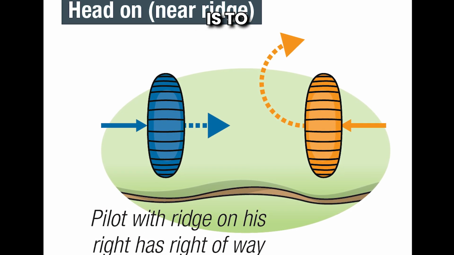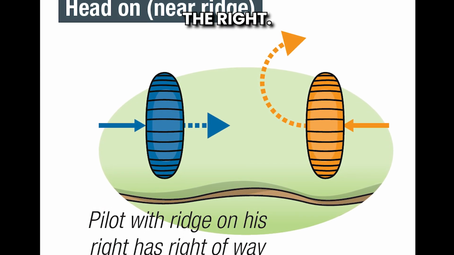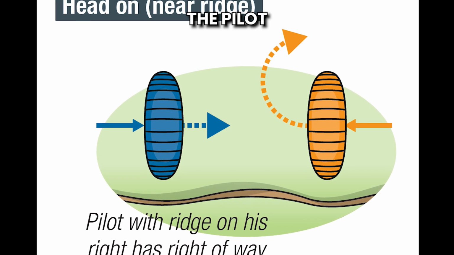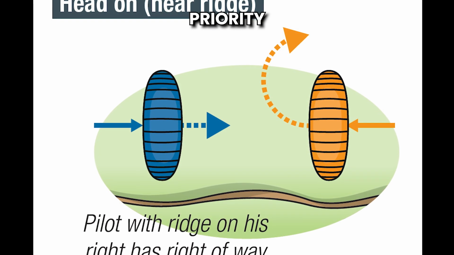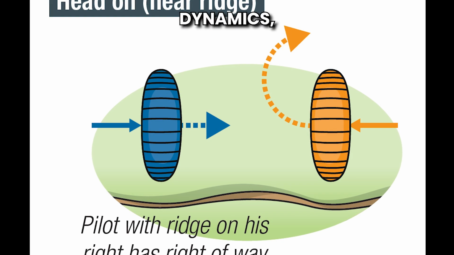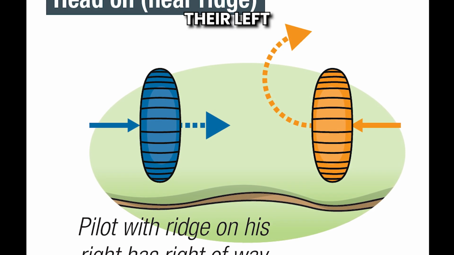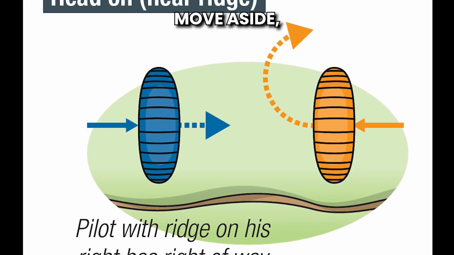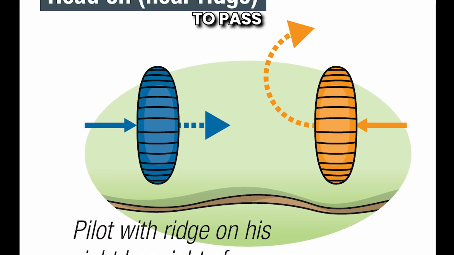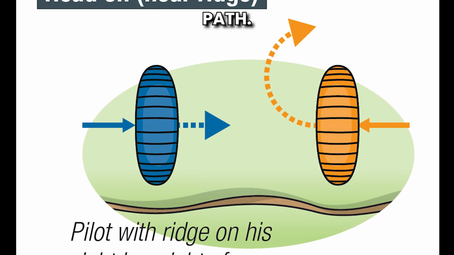The basic idea is to follow the rule of keeping to the right. If we have a hill, the pilot with the hill on their right gets priority to continue using the lift dynamics, while the one with the hill on their left must briefly move aside, allowing the other paraglider to pass before returning to their path.